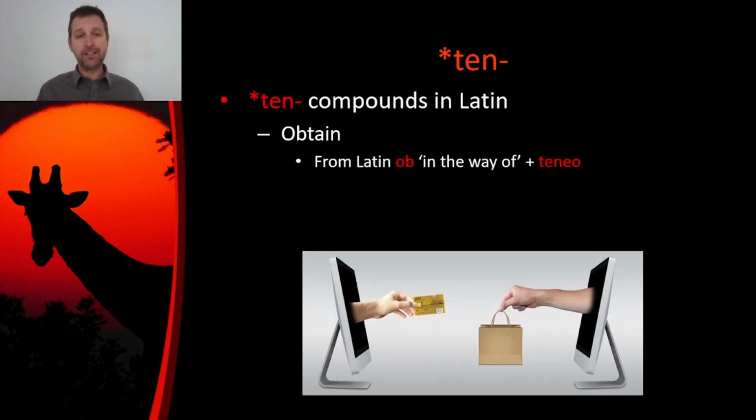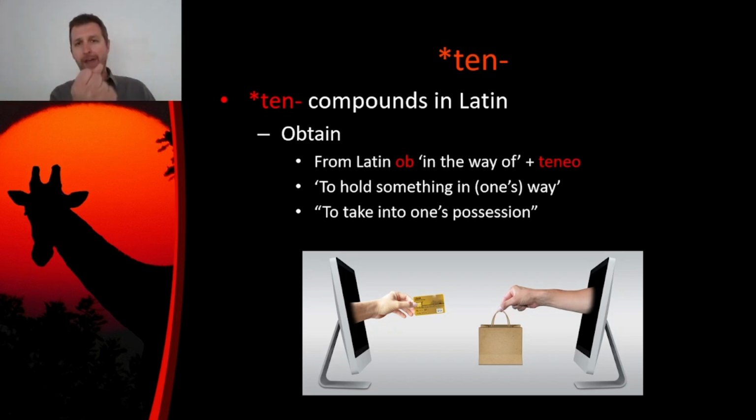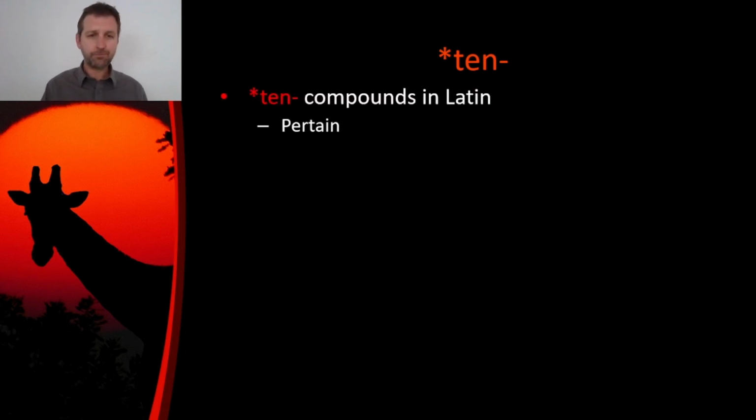Obtain, this is interesting. This is our old friend ob that we just saw a little while ago, plus teneo. So what does it mean to obtain something? Literally, because ob means in the way of, obtain means to hold something in one's way, and then that sort of evolved to mean to take into one's possession. You're holding something, you have it right here, you're grasping it, and then you have it. So that's what it means to obtain something. It means to get it or to take it into your possession.